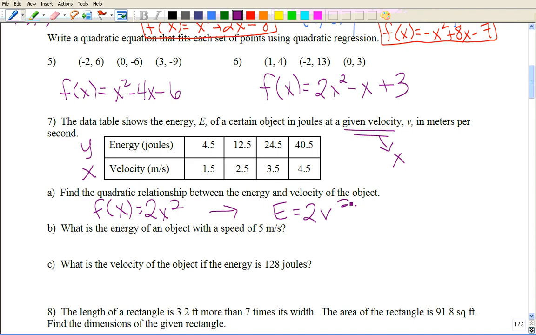Part B says, what is the energy of an object with a speed of 5 meters per second? So it asks for the energy, and it gives us a velocity. So we'll have 2 times 5 squared. So that's 2 times 25, which is 50. So you have 50 joules.